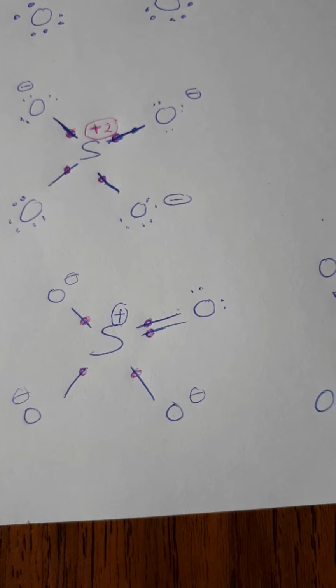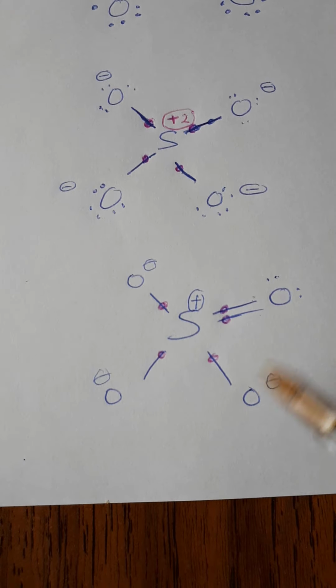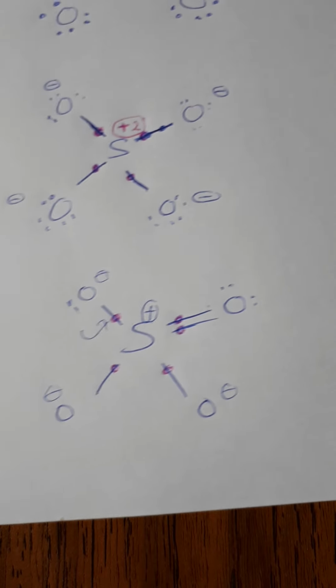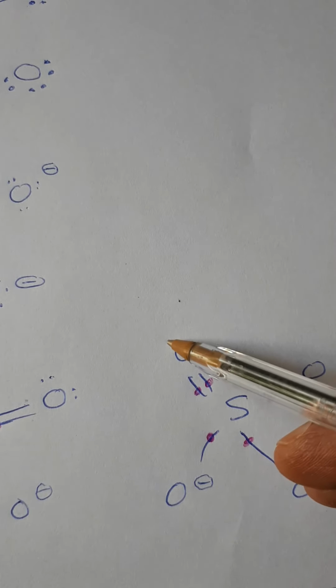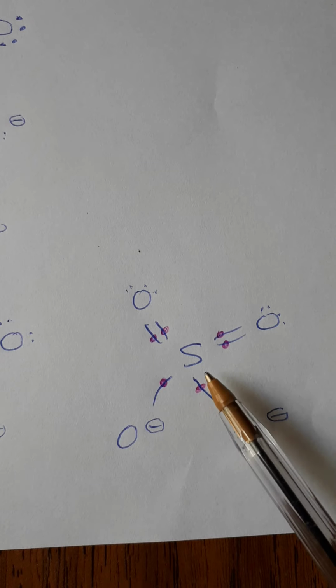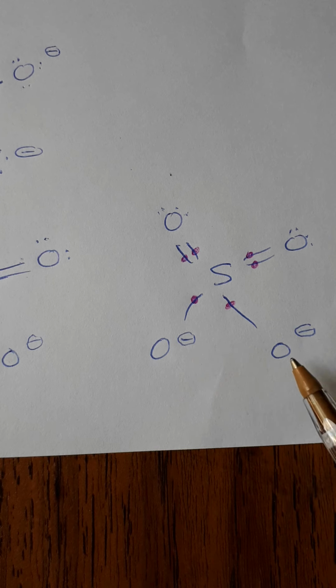But we can minimize the formal charges further. Let's bring another pair of electrons to make another double bond. Let's see what will happen now. This is the new situation. Now sulfur has 1, 2, 3, 4, 5, 6. So no more formal charges for the sulfur. And only these two have the negative charge. So we have minimized the formal charges. So that is our final structure.